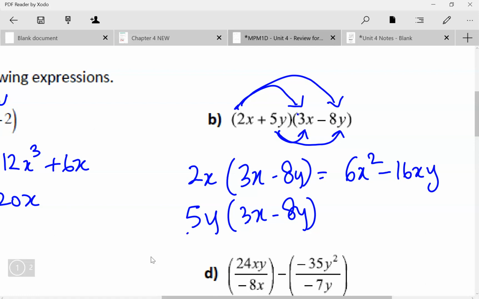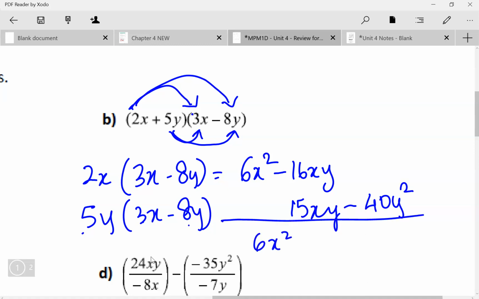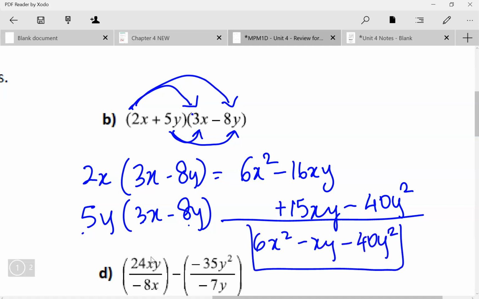5y times 3x is 15xy, which I'm going to put under here so that the like terms match up. And here I have a minus 40y squared. Let's add those things together. Minus xy minus 40y squared. This is my final answer.